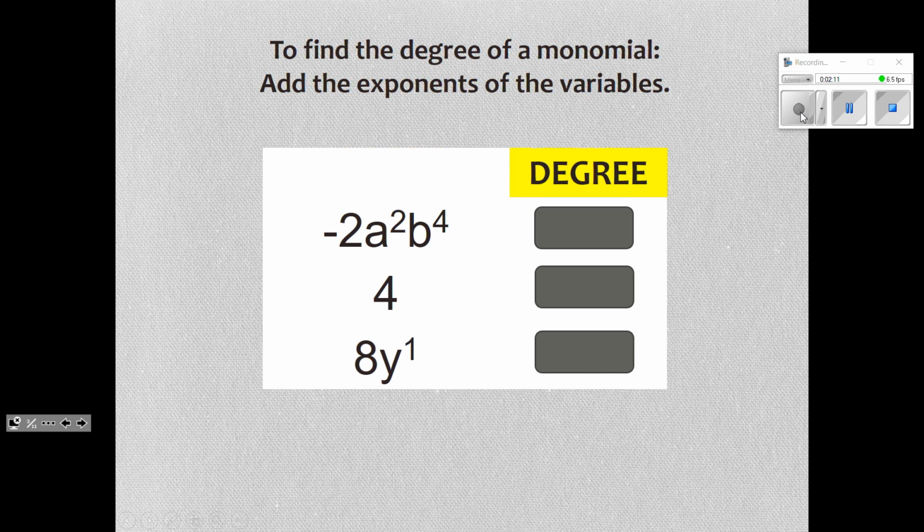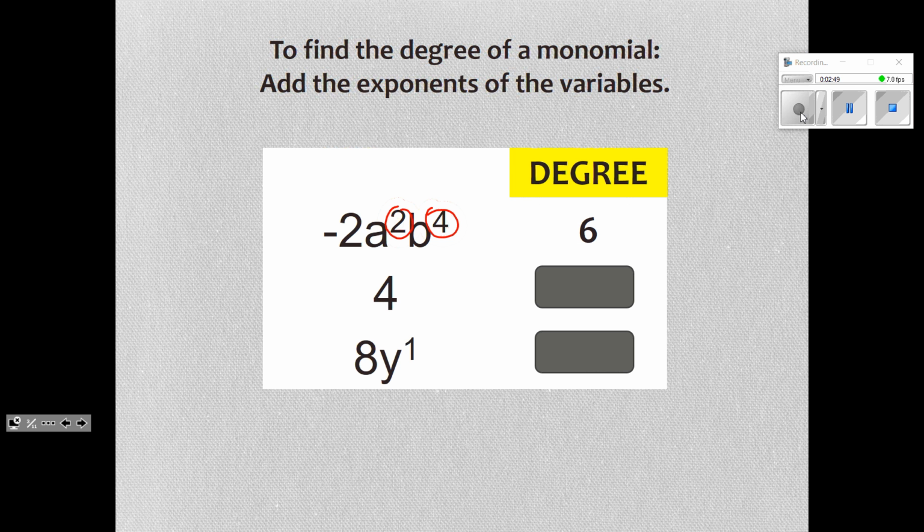We can find the degree of a monomial. Now I'm going to use the word monomial and the word term. Those are synonyms, so you'll hear me use them interchangeably. So a term and a monomial are the same thing. So when you look at this, we can find the degree of a monomial by adding the exponents of the variables. So if you look at the first monomial we have here, negative 2a squared b to the 4th, we have 2 variables with exponents, we add them together, and the degree of that monomial is 6.